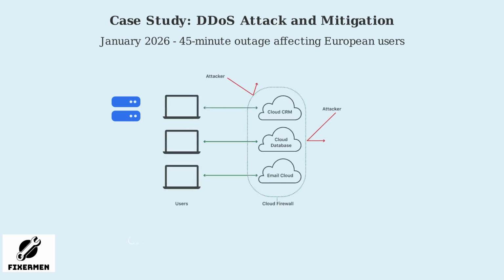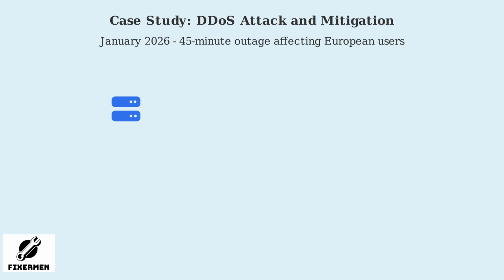To mitigate the attack, Venmo activated cloud firewalls that filtered out malicious traffic. This allowed normal service to resume quickly. Following the incident, Venmo collaborated with cybersecurity firms to conduct post-incident audits, strengthening their defenses against future attacks.